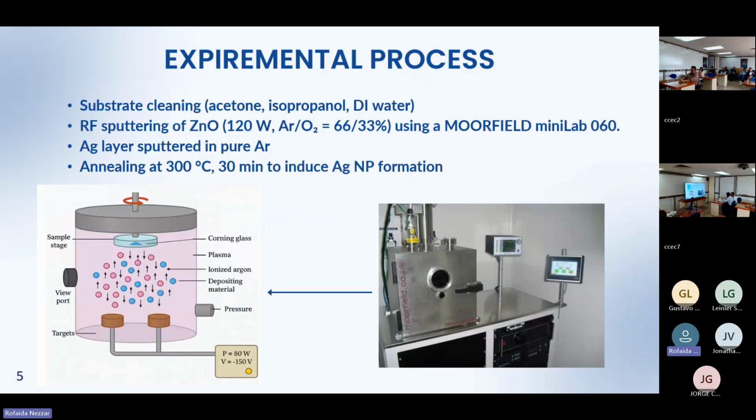So the films were deposited via radio frequency magnetron sputtering on glass substrates that were cleaned beforehand with acetone, isopropanol, and deionized water. This step is very critical so we could achieve good adhesion and the surface would be clean for deposition. The bottom and top layers were sputtered at 120 watts in a mixture of argon and oxygen with a ratio of 66 to 33%, with a Moorfield Minilab 060.